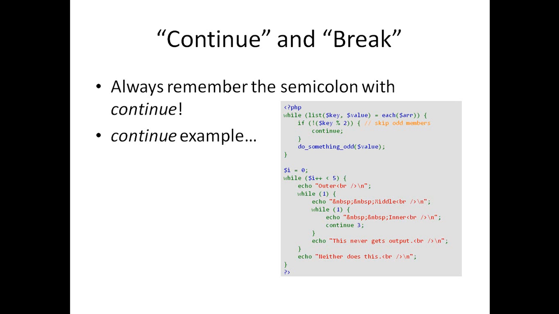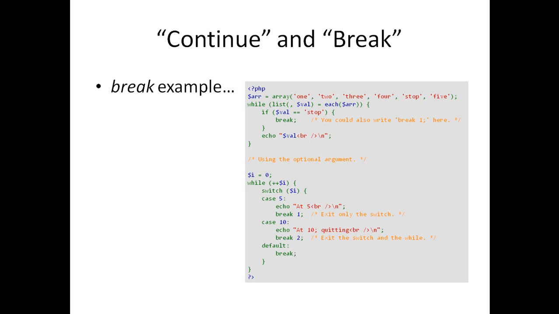Here's a continue example. By saying continue 3, you're continuing not from the first while loop. So you have this while loop here, while 1. You also have this while loop here, and you have this while loop here. Continue 3 will continue up to the top while loop. Here's a break example. This shows you break 2, which exits the switch and the while loop, because break 1 would just exit the switch, and break 2 would exit the while loop. So here's break 1 exiting only the switch. Okay, which is the same thing as this.